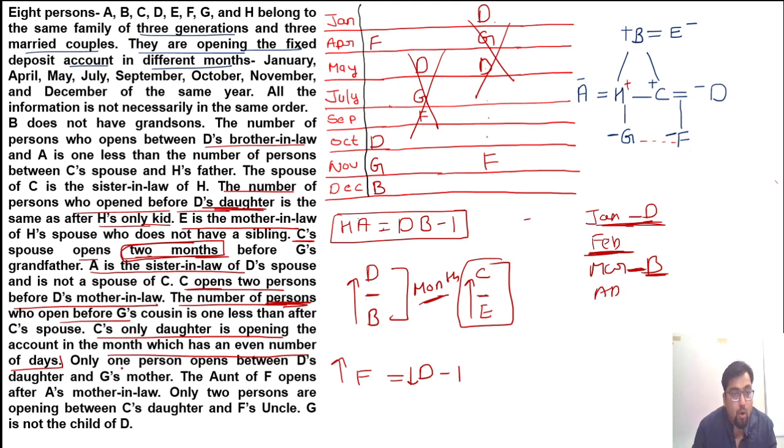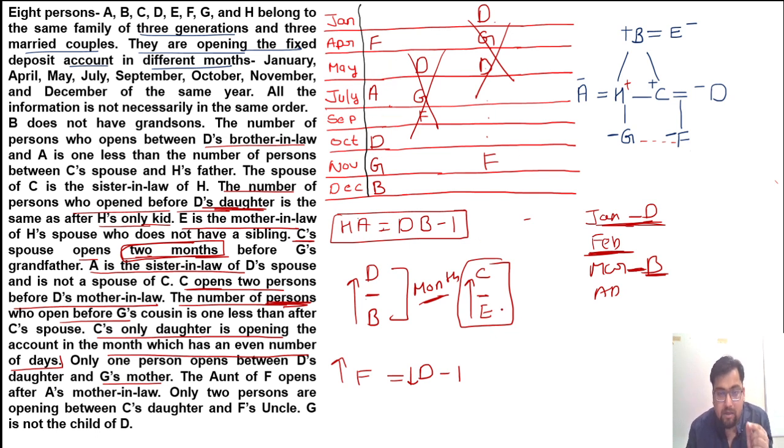Okay, now only one person opens between D's daughter and G's mother. D's daughter, that is F, and G's mother. Who is G's mother? A. So if F is here, one gap, A must be here. Now H, where do I have to place H? Don't forget small things, that H may be here or H may be here.